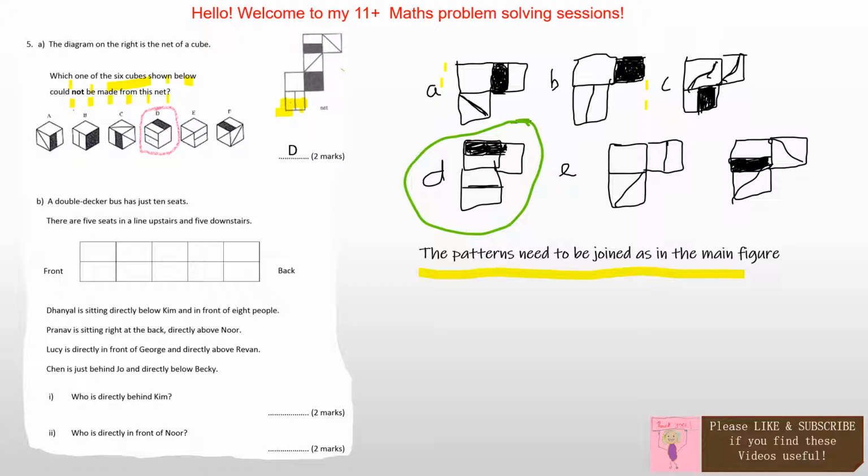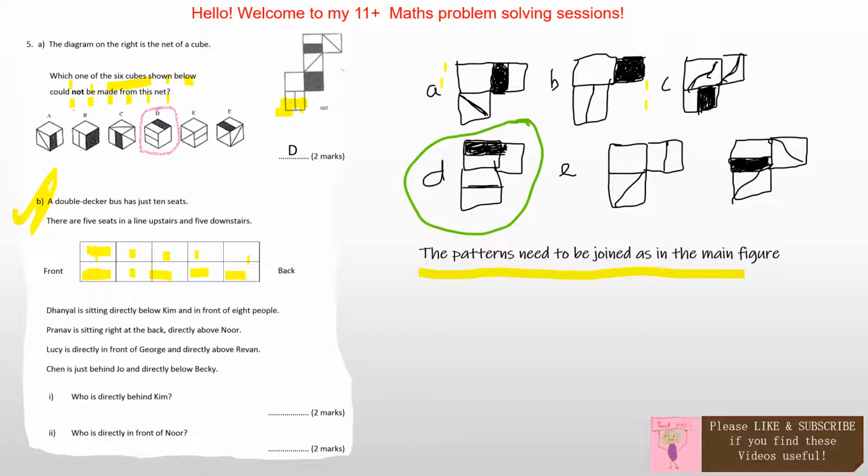Now the next question is the B part. A double-decker bus has just 10 seats. There are 5 seats in a line upstairs and 5 downstairs. Now there are several people sitting in the bus. Daniel is sitting directly below Kim and in front of 8 people. If he's sitting in front of 8 people, 1, 2, 3, 4, 5, 6, 7, 8, so Daniel will be here, directly below Kim. So this is Daniel, this is Kim. Kim is on the top.